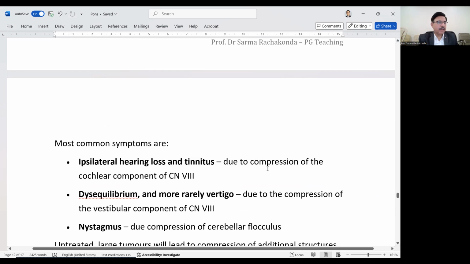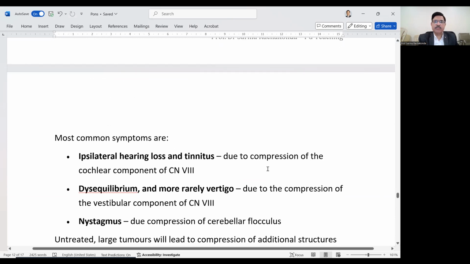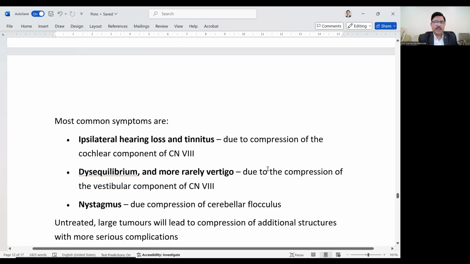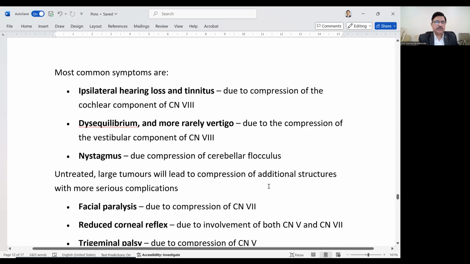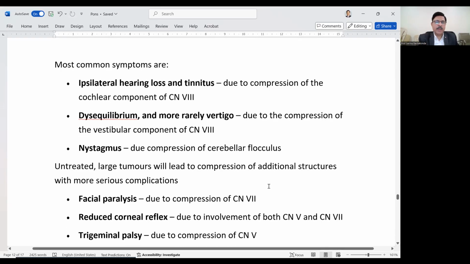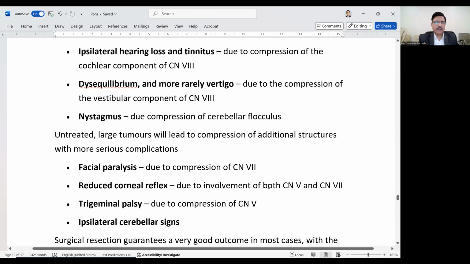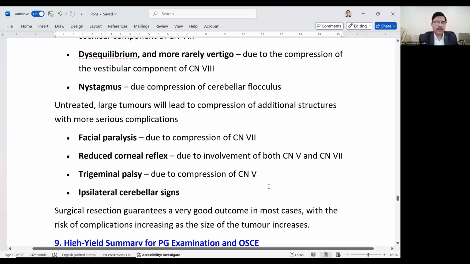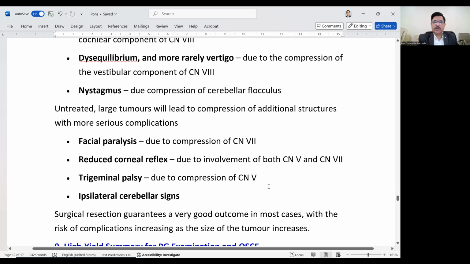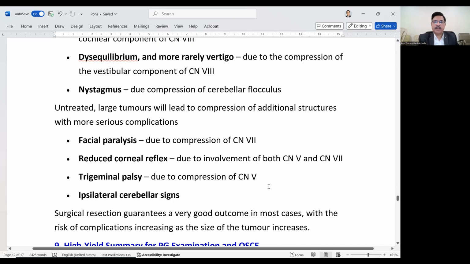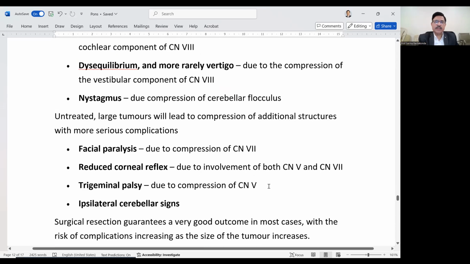Then ipsilateral hearing loss and tinnitus, disequilibrium and more rarely vertigo, nystagmus due to compression of the cerebellar flocculus. Untreated, large tumors will lead to compression of additional structures, with facial paralysis, reduced corneal reflex, trigeminal palsy, ipsilateral cerebellar signs. Surgical resection guarantees a good outcome in most cases because these are benign tumors, with the risk of complications increasing with the size of tumors.